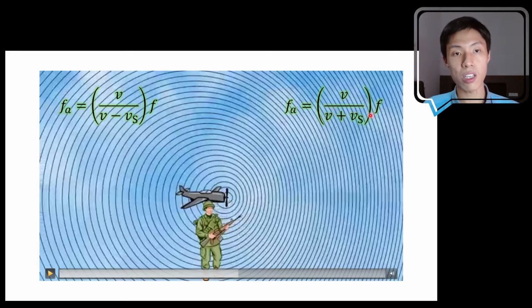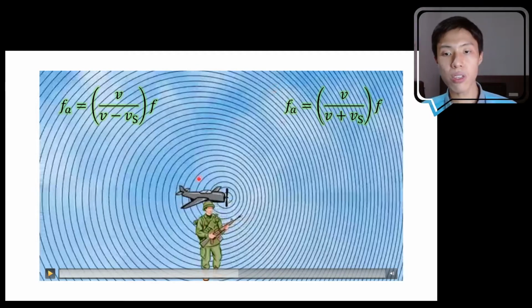So how do you make the denominator larger? You put a plus here. Then you make the denominator larger, then this value here will be less than 1. So something less than 1 times F will get you something which is less than the F over here. So this is how you apply the equation in this case.